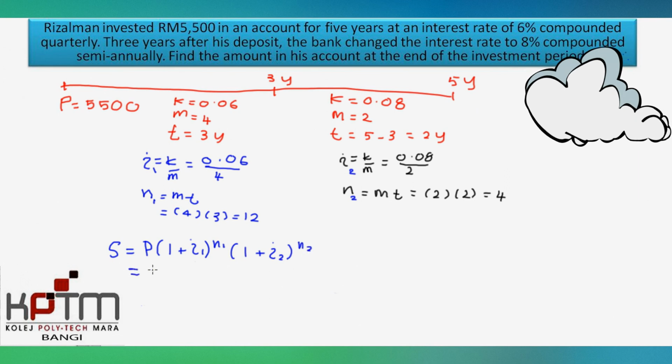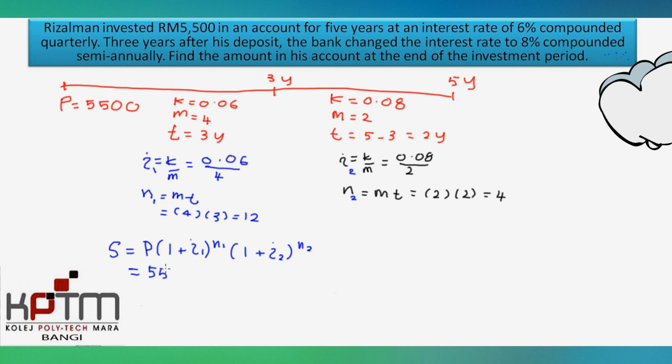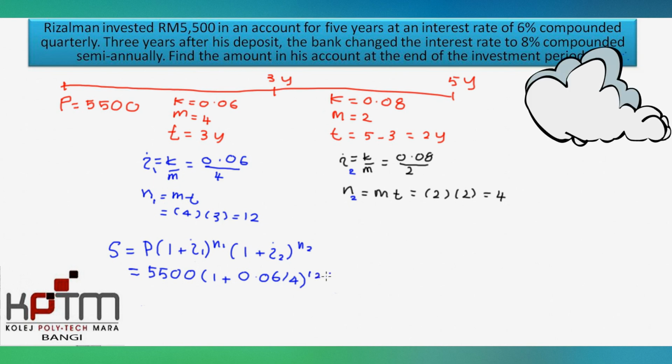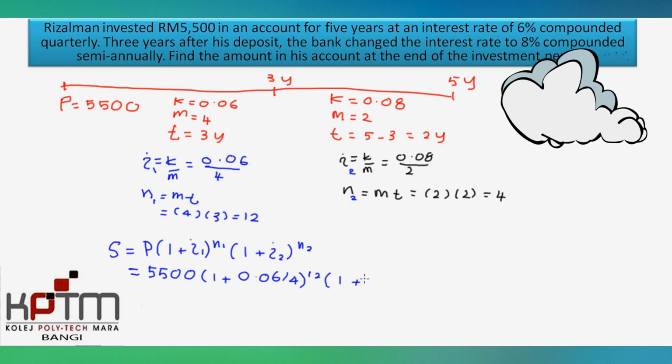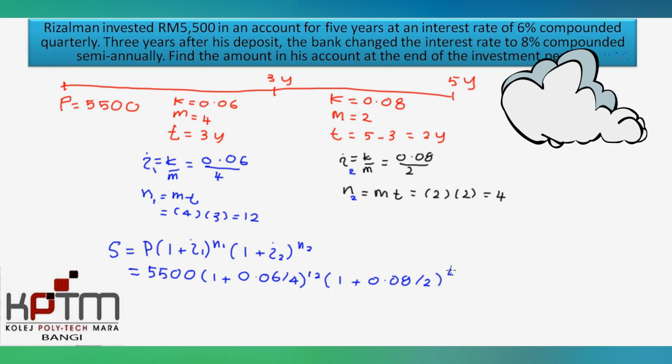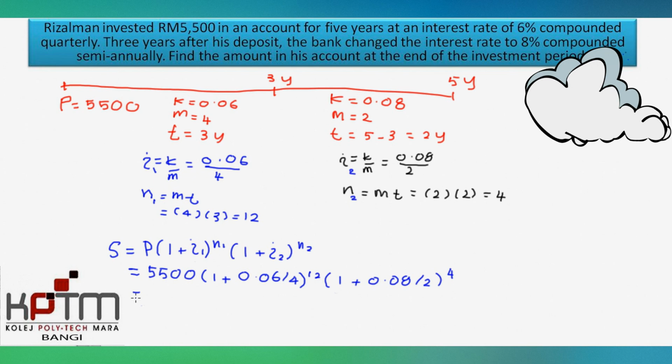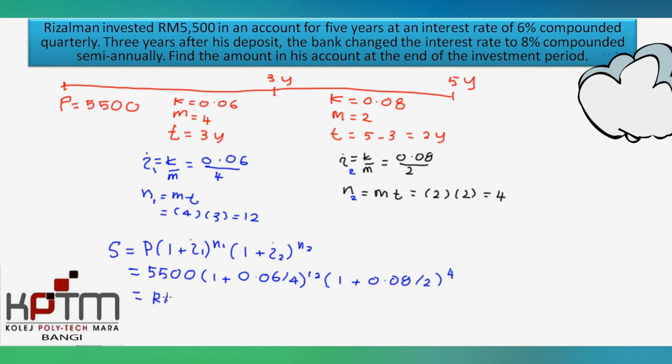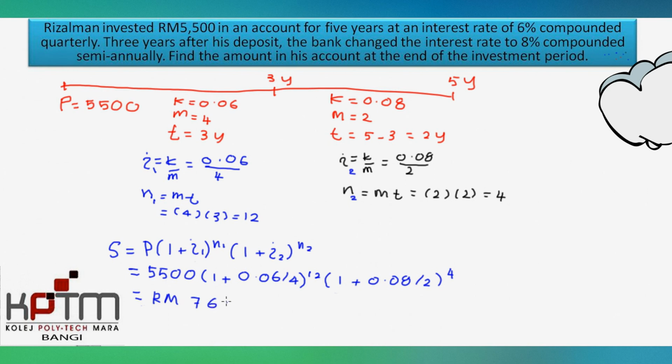Our principal is 5,500 times (1 plus I1), which is 0.06 over 4, power of N1, that is 12, times (1 plus I2), 0.08 over 2, power of N2, that is 4. Then we have RM 7692.87.